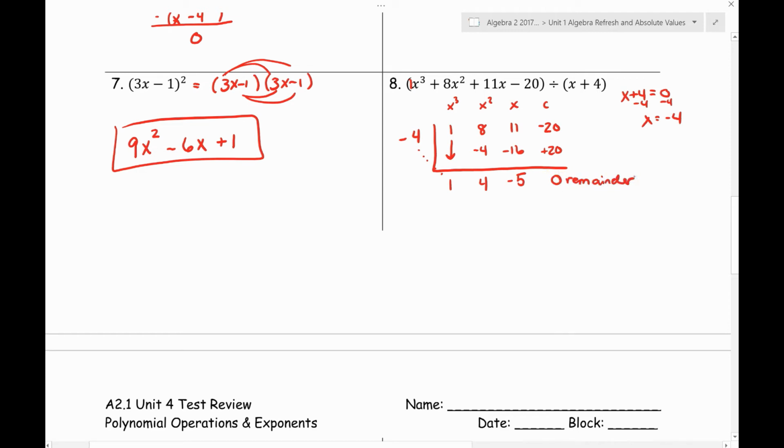Very good. So now, because we divided by a factor of x, everything here is going to drop a degree. So it was cubic, now it is going to be quadratic. So this is 1x squared. My quadratic drops to a linear, so this is now 4x. And my linear term now turns to a constant, minus 5. So my quotient here becomes x squared plus 4x minus 5, with no remainder.